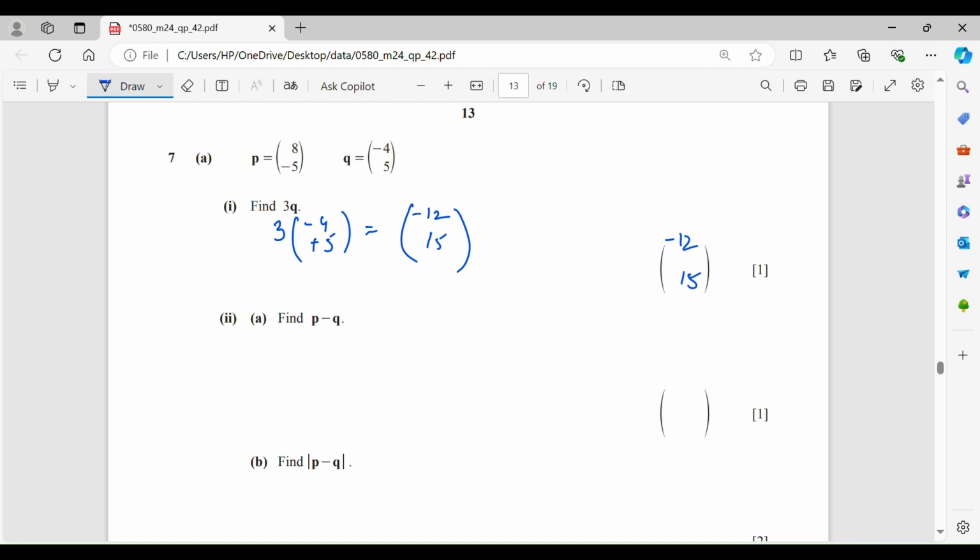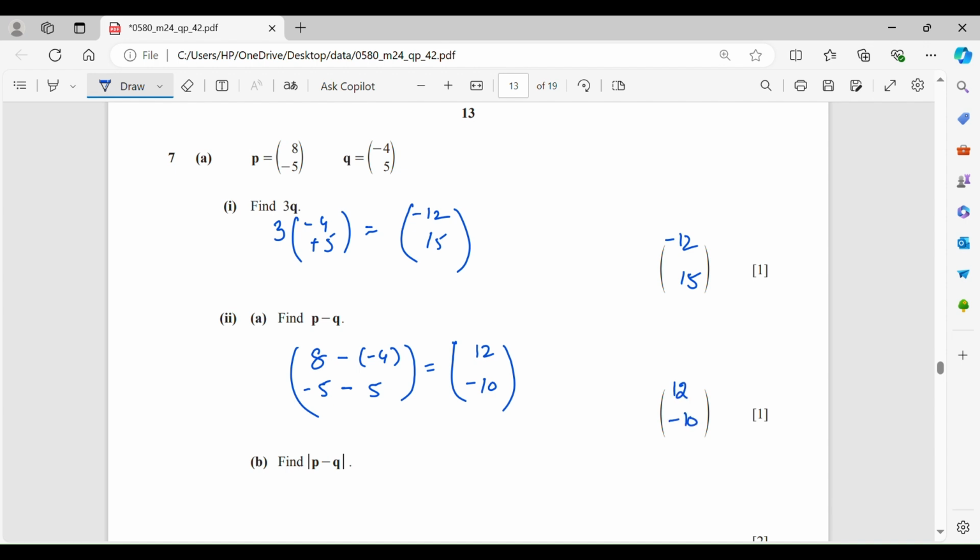Now we need to find the second part, P minus Q. So P is 8, minus 5, minus the vector with 4 and minus 5, right? So this will be equal to 8 plus 4 is 12, and minus 5 plus 5 is 0, giving minus 10. So this is our answer, 12 and minus 10.